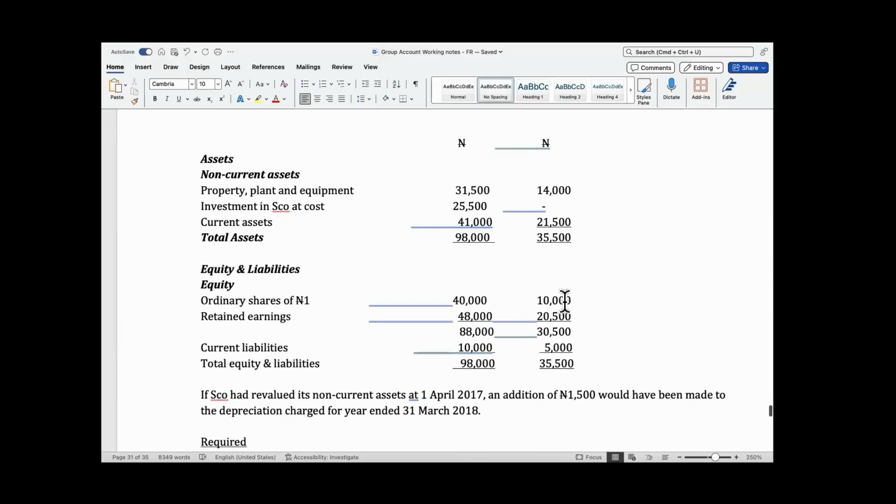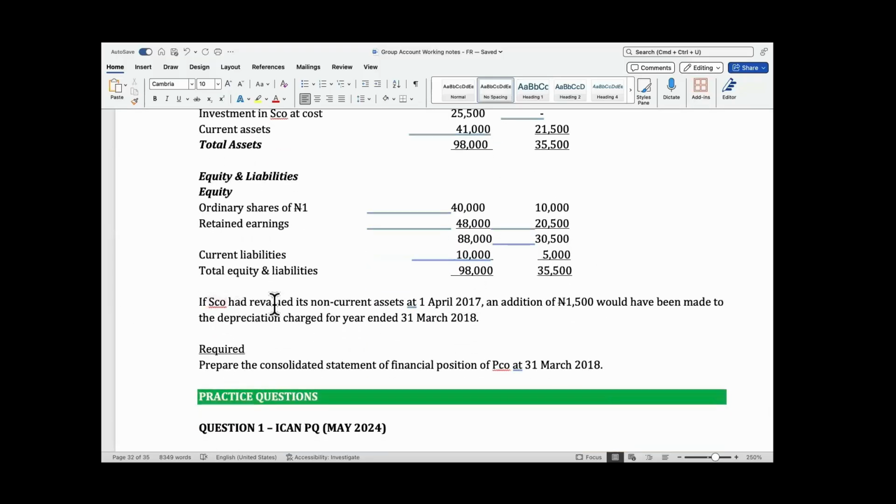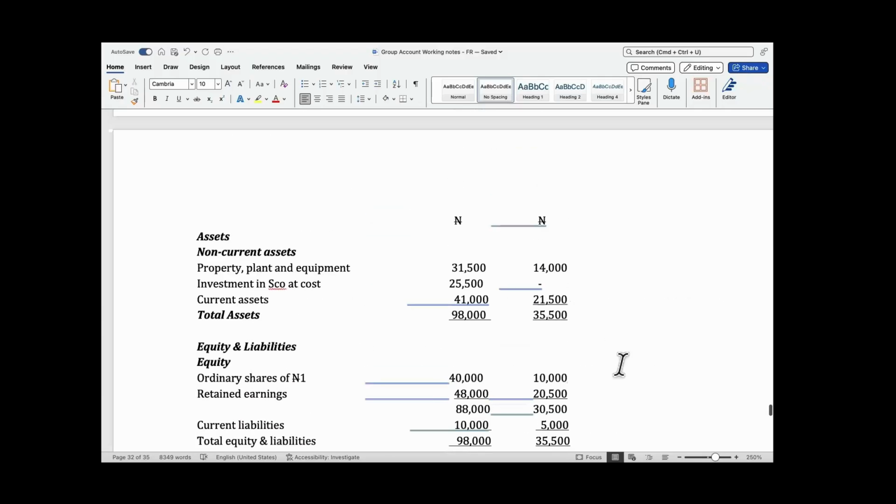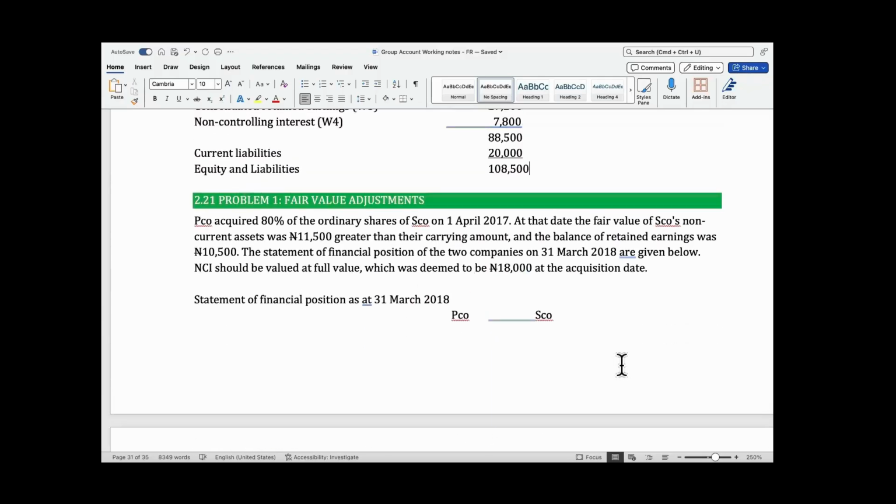And then we're given this. If ESCO had revalued its non-current assets at 1st April 2017, an additional 1,500 would have been made to the depreciation charge for the year ended 31st March 2018. Prepare the consolidated statement of financial position of PICO at 31st March 2018. Now for this one, there's no new thing here. I've done this for you before.